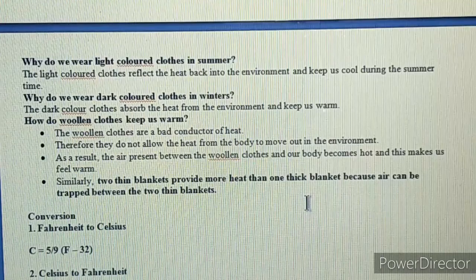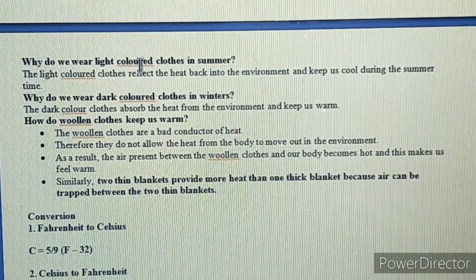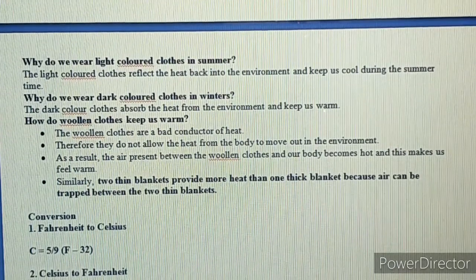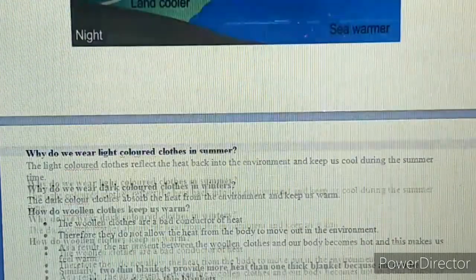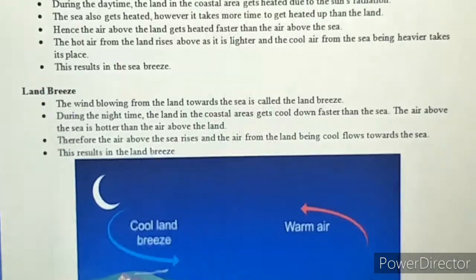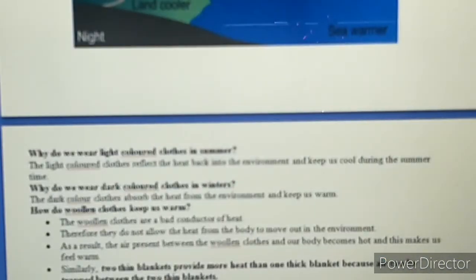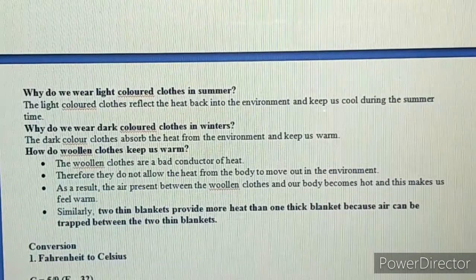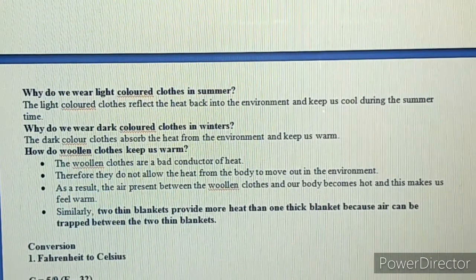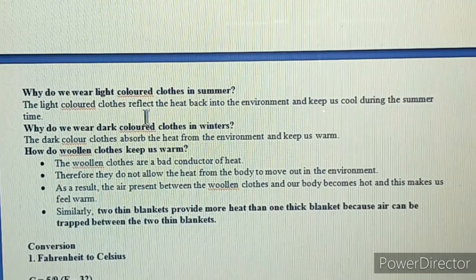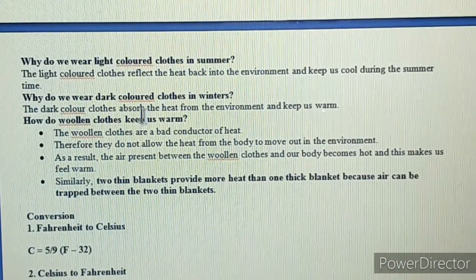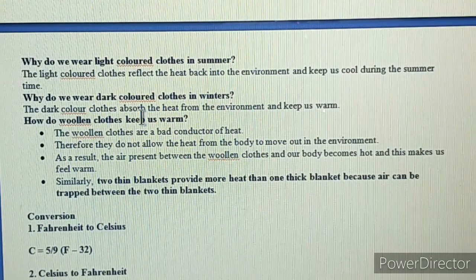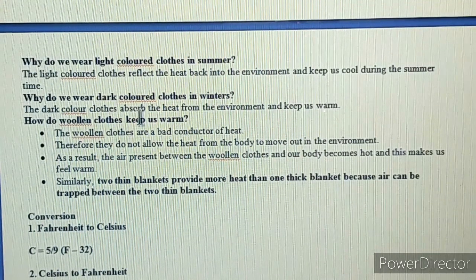Now there are some question answers which I have given, and some questions you have to do. Here the chapter ends on land breeze, but now there is a question: why do we wear light colored clothes in summer? The light colored clothes reflect the heat back into the environment and keep us cool during the summer time. That is why we wear light colored clothes in summer.